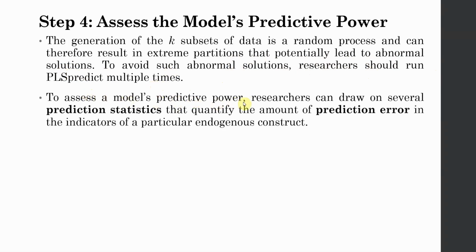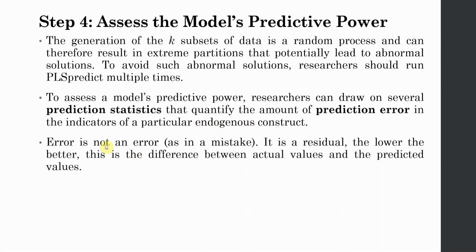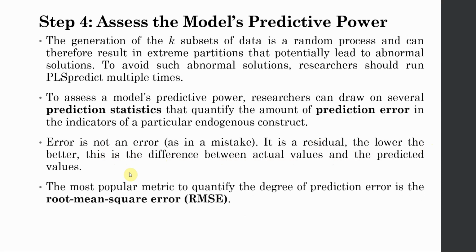Now, to assess a model's predictive power, researchers can draw on several prediction statistics that quantify the amount of prediction error in the indicators of a particular endogenous construct. So, you look into the prediction error of the endogenous construct. Error here is not an error as in mistake. It is a residual. The lower it is, the better. This is the difference between your actual values and the predicted values. And you want your error to be minimized. You want your actual values closer to the predicted values. And if that's the case, you have high predictive power.